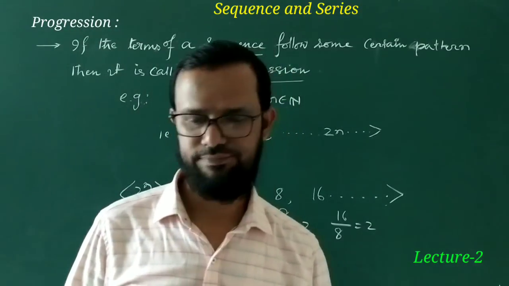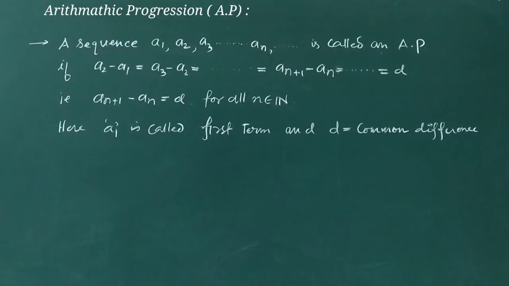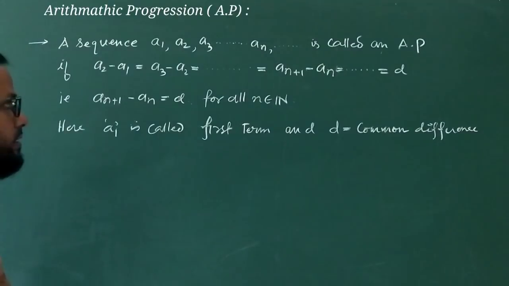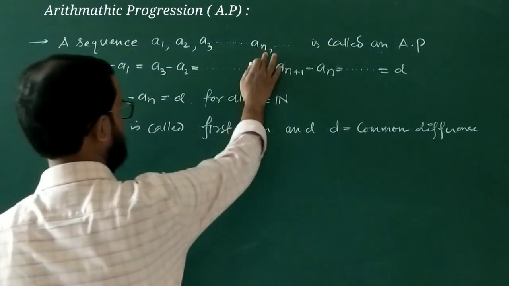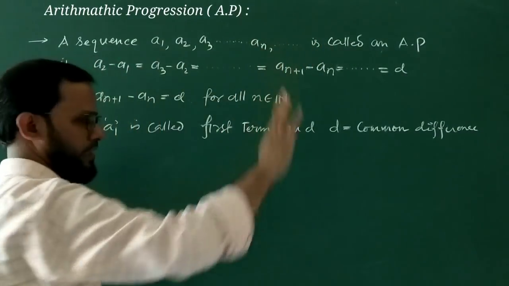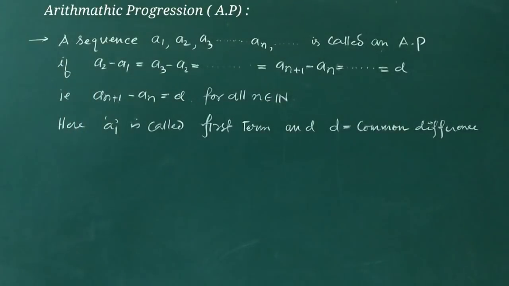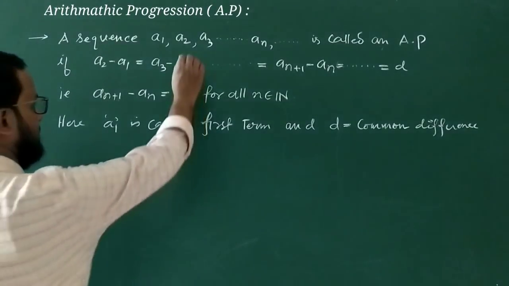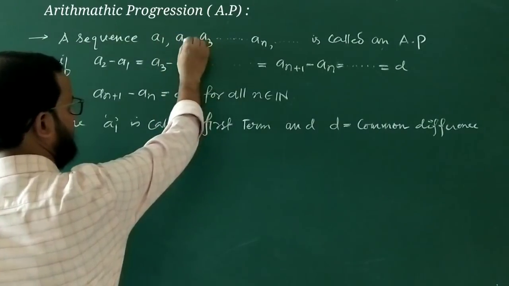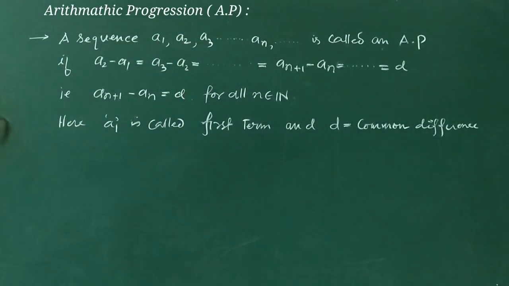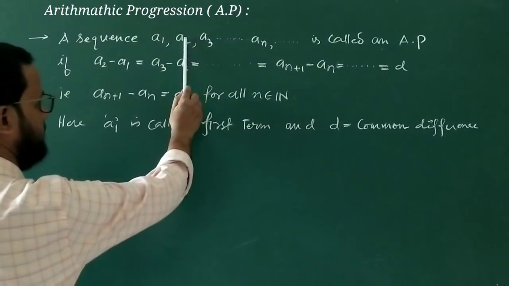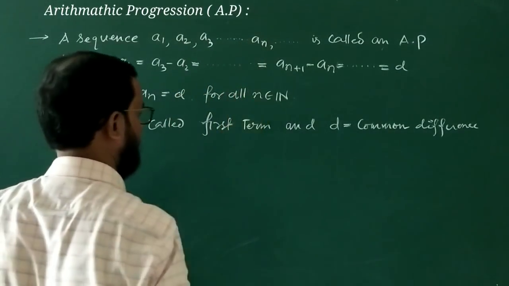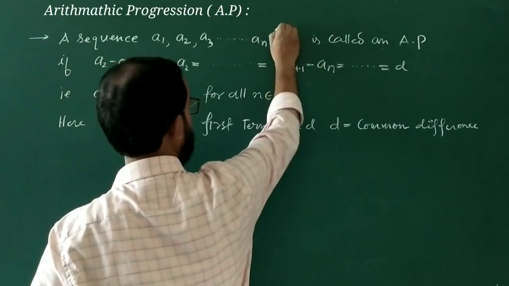Arithmetic progression. So what is arithmetic progression? Here you see a sequence a1, a2, a3, ..., an. What is an? n is a natural number. This is a sequence. This particular sequence is called an arithmetic progression under the condition that the difference between two consecutive terms, that is a2 - a1, a3 - a2, and similarly, what is the next term after an? The next term is a_(n+1).